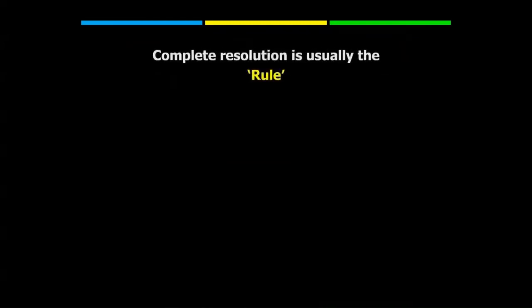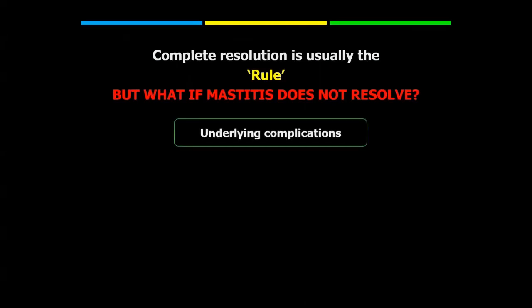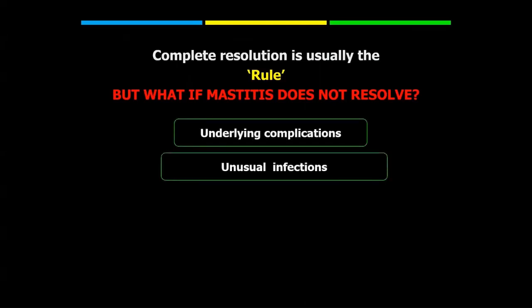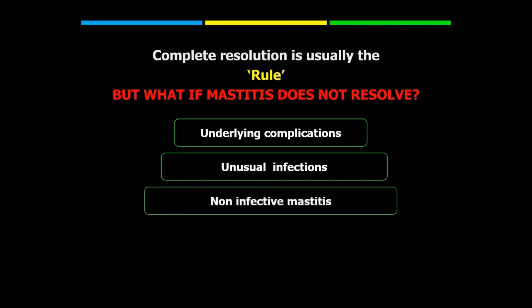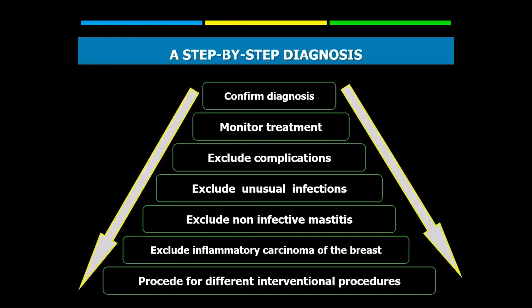As we've just said, complete resolution is usually the rule. But what if mastitis does not resolve? If mastitis does not resolve, we should expect that there might be an underlying complication. It might be due to an unusual form of infection, or it might not be infective from the start. It is non-infective mastitis. It might be due to a malignant inflammatory carcinoma of the breast.